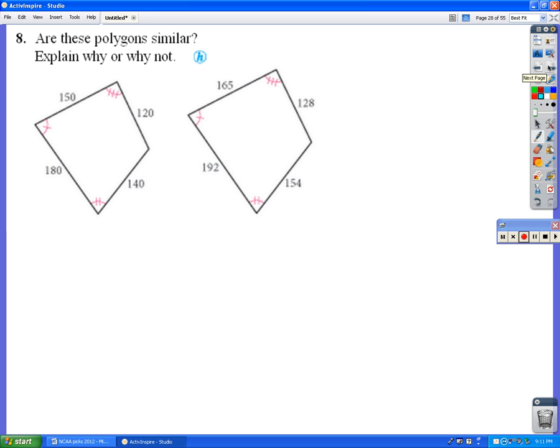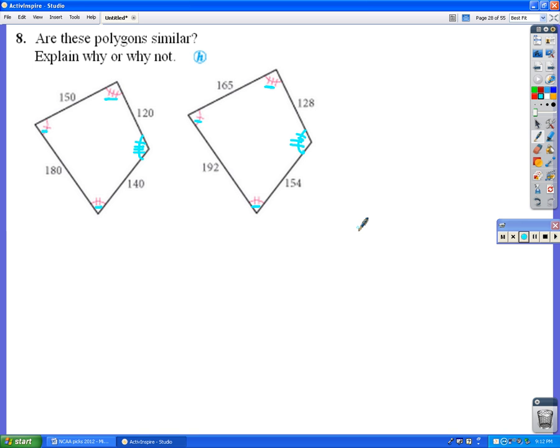All right, and then we also might be asked to figure out whether polygons are similar or not. The first thing we're going to do is look at the angles. This angle has 2 slashes and this has 2 slashes, so they're the same. This has 1 and this has 1, so they're the same. This has 3 and this has 3, so they're the same. That means this last angle has to be the same as well, because they all have to add up to 360, and so what's left over has to be the same. So all the angles are good.